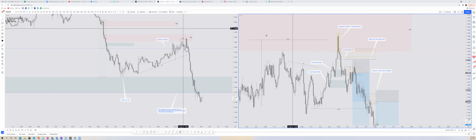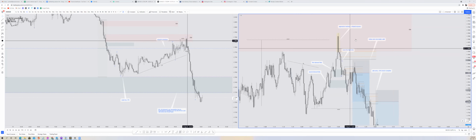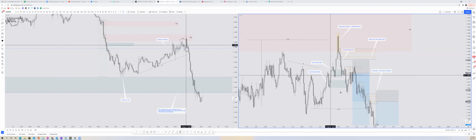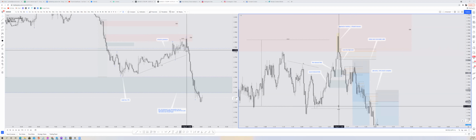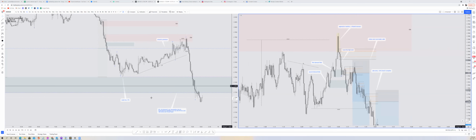Again, if we didn't get this top formation the way we did and it was a flat top, I would not be okay with entering here. I would wait for this to complete. So all these variables come into play. Hopefully that makes sense. Yes, it does.